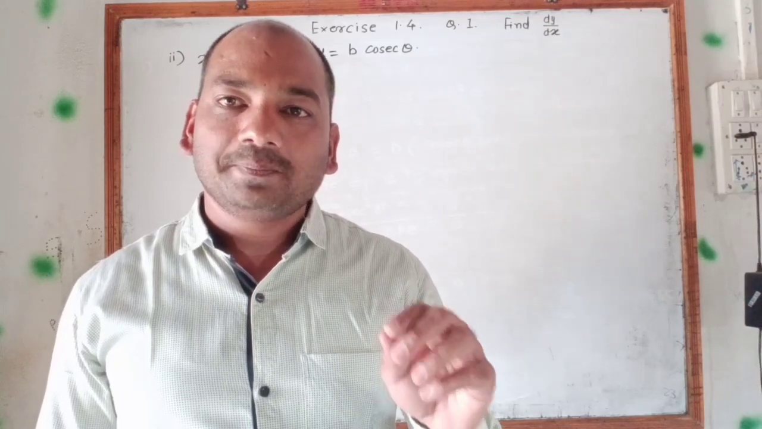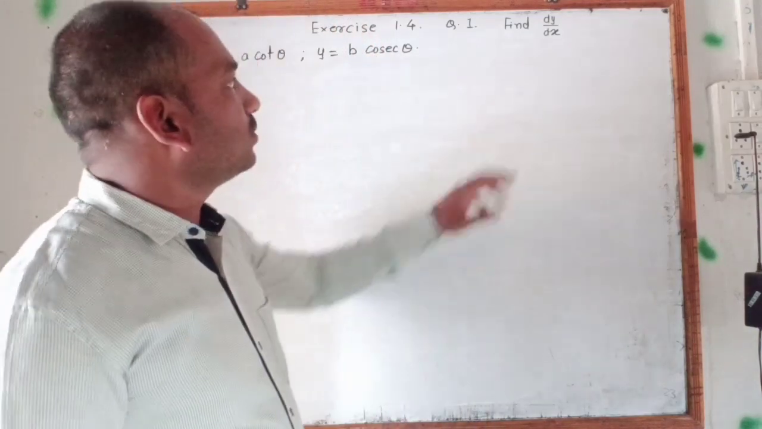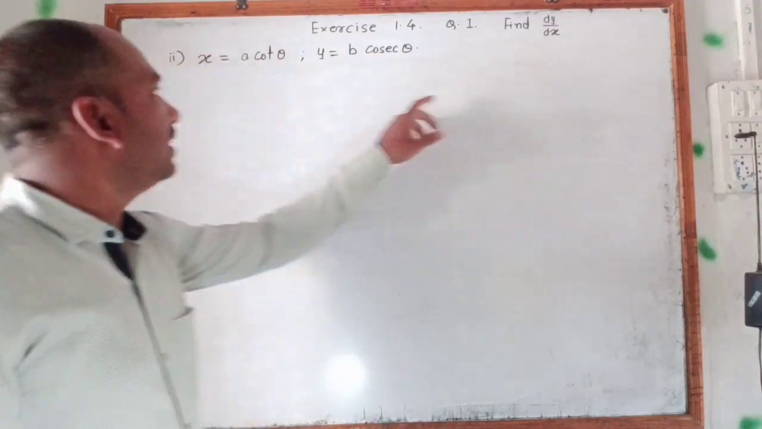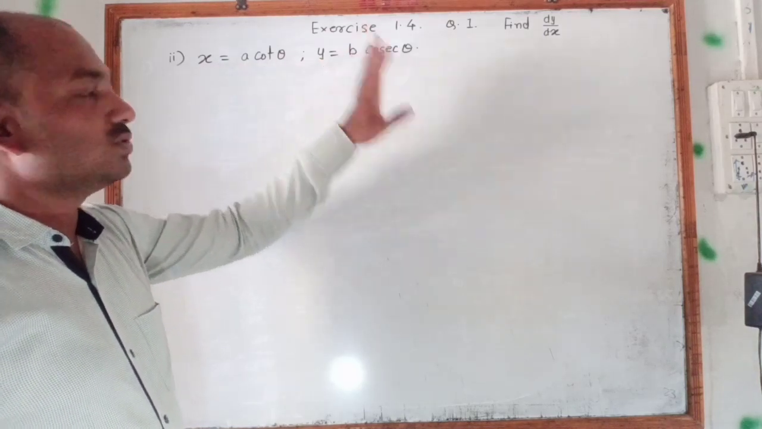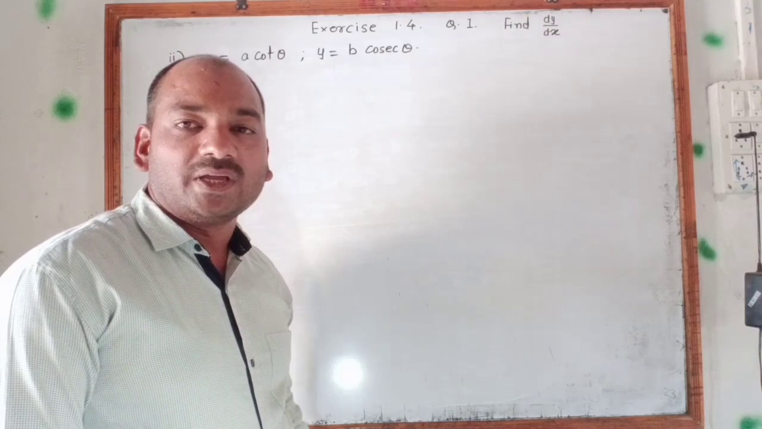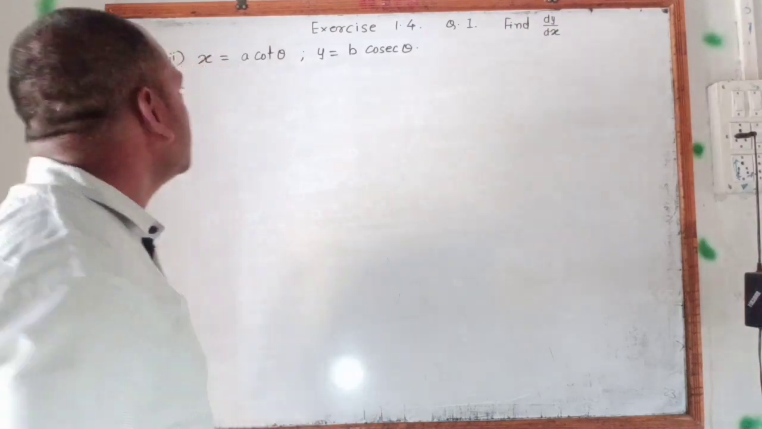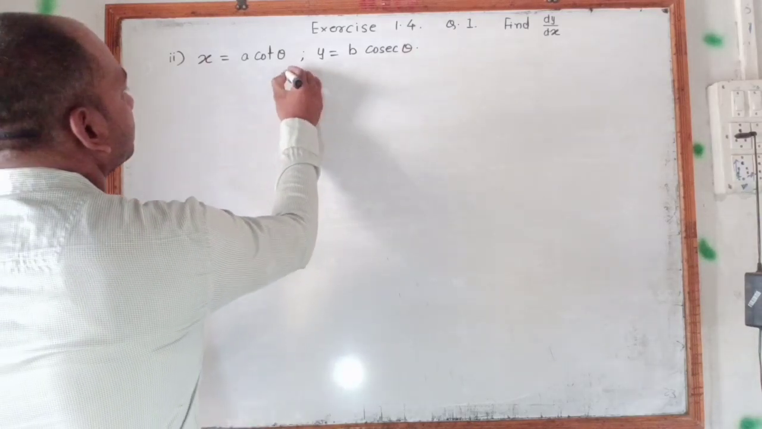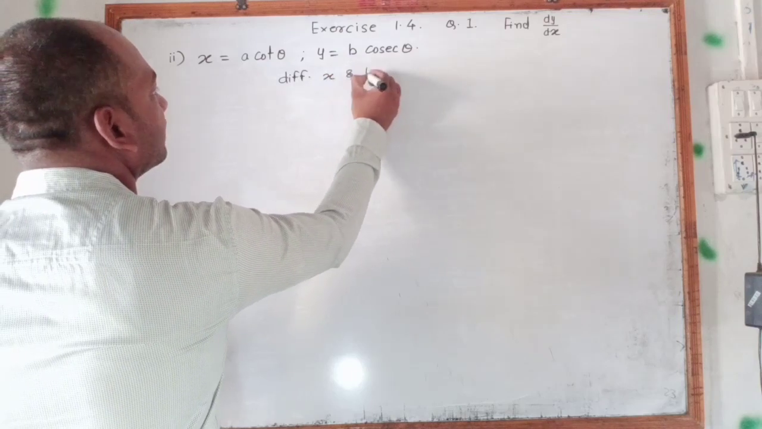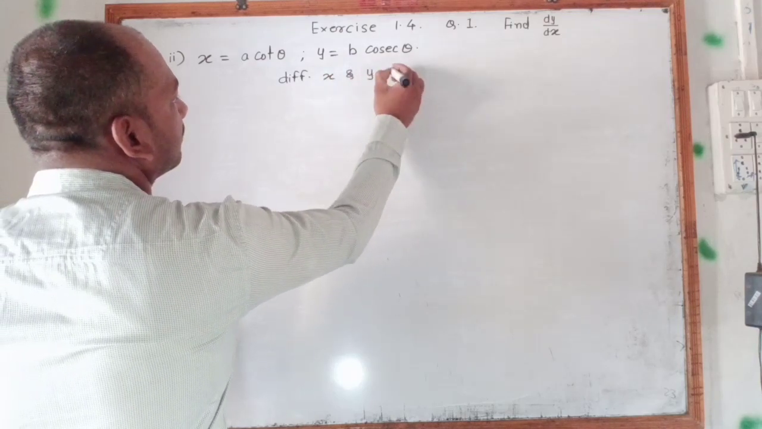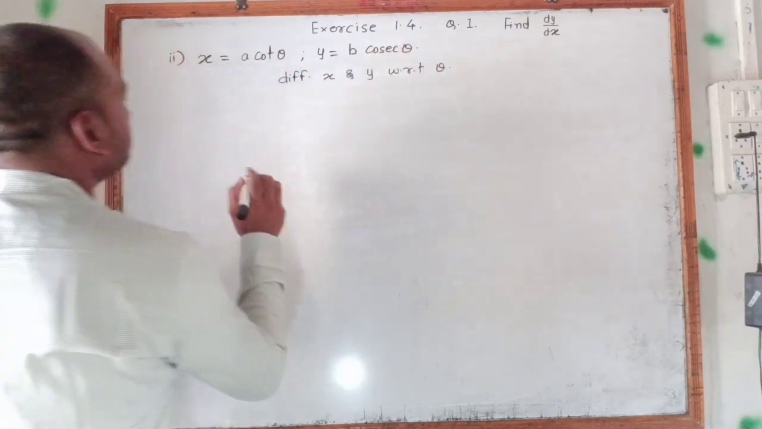Now look at the second question. It has the same pattern as the previous one. What question are we given? We have to find dy upon dx, and we are given x is equal to a cot theta and y is equal to b cosec theta. So here also we have to find the value of dy upon dx. Very first we are going to differentiate x and y with respect to theta, because theta is a variable here.